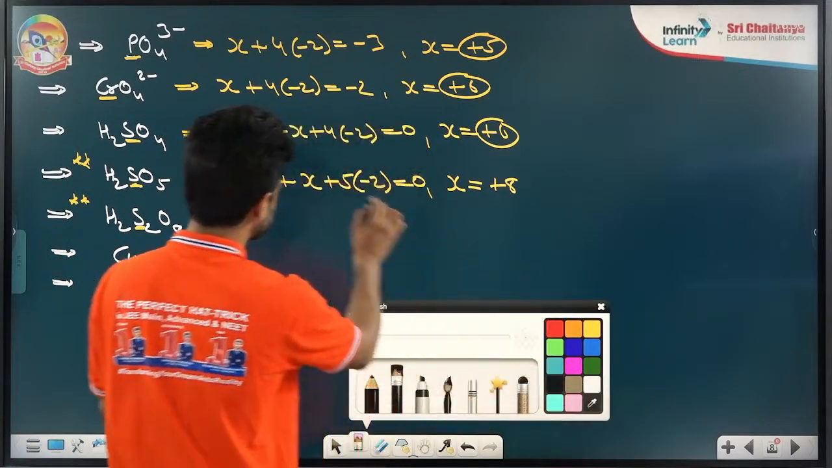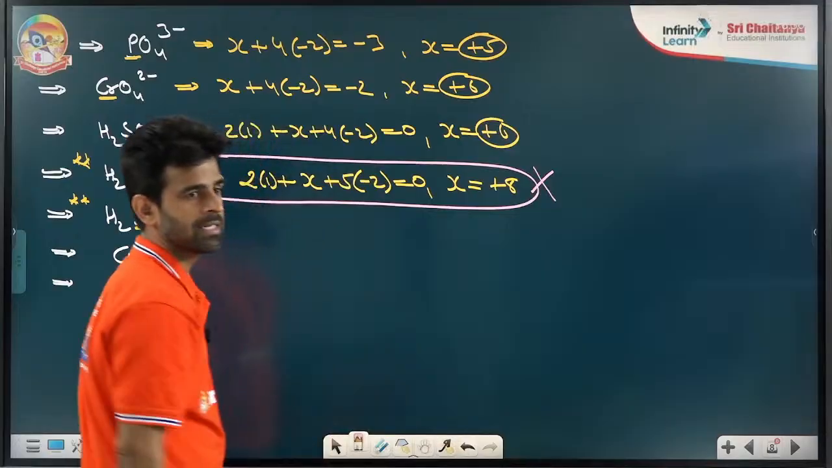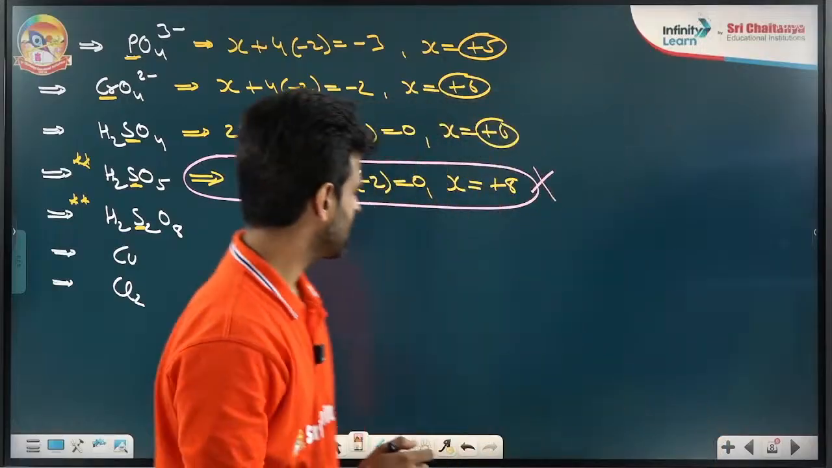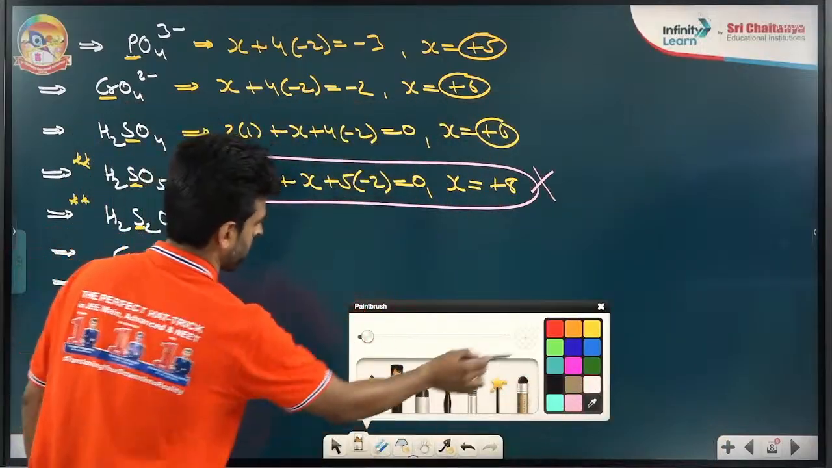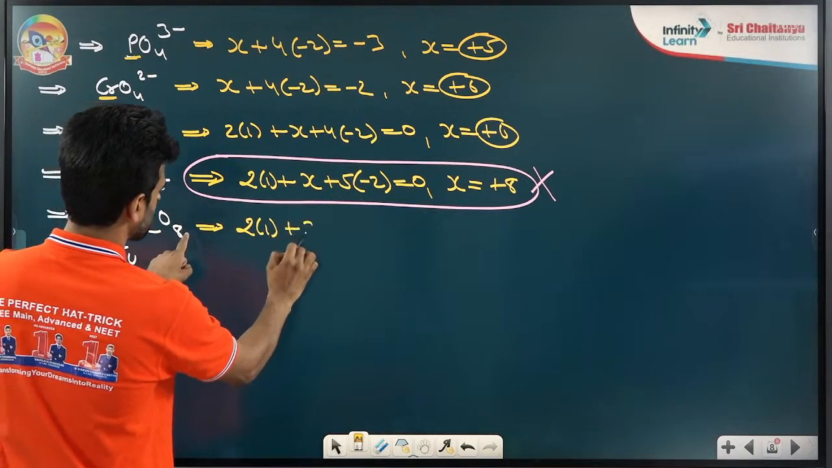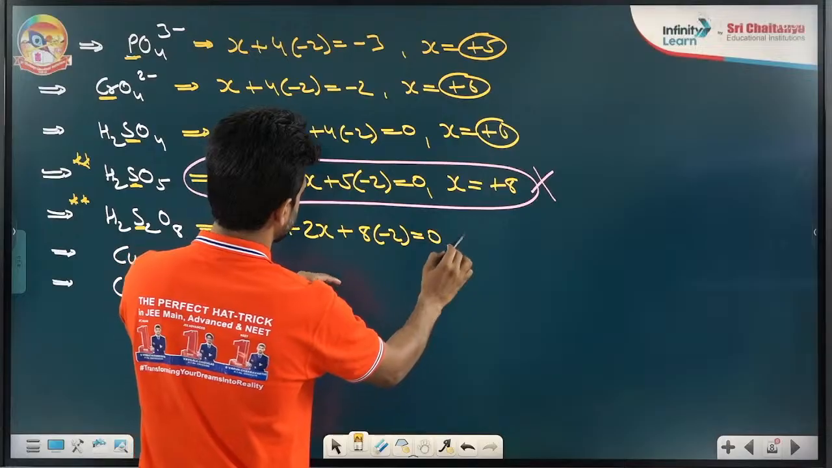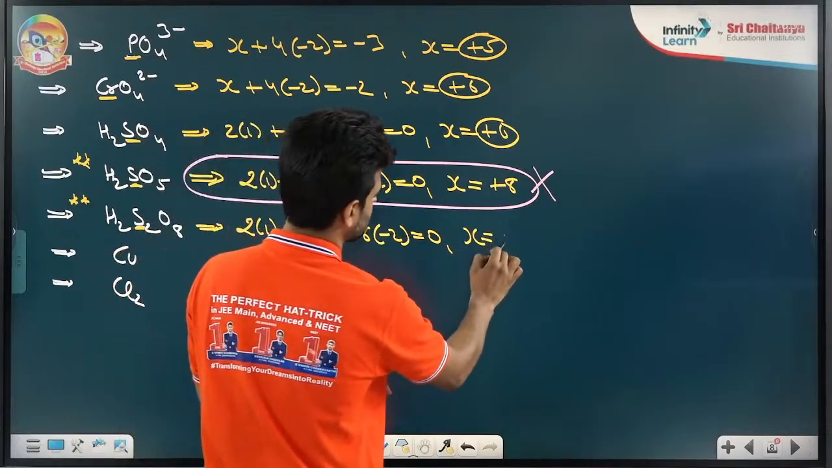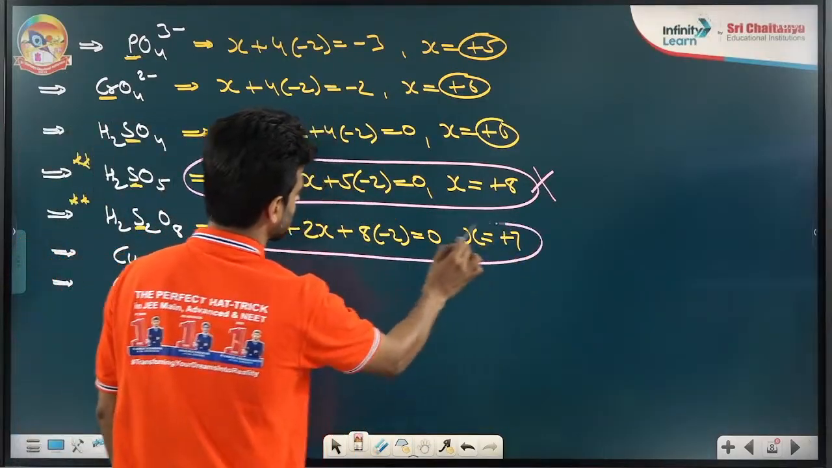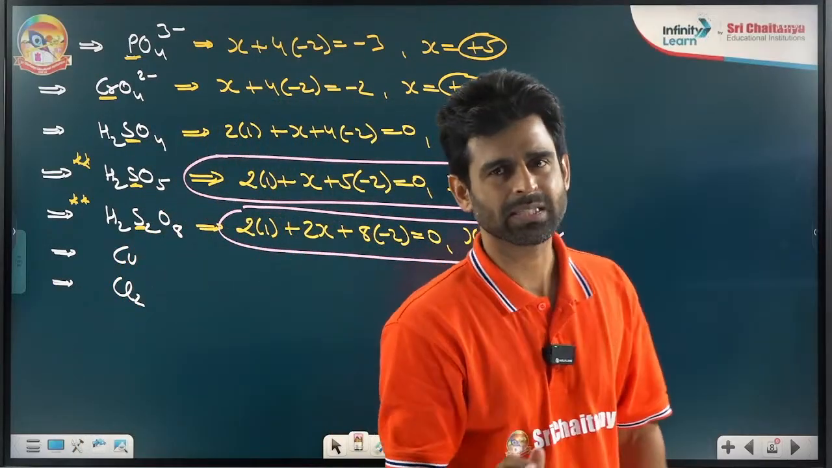But be careful, this is wrong. I will tell you why this is wrong. Don't worry about it. The next thing is, if similarly you go for this one, you will see 2 into 1. Here we have 2x, and here we have 8 into -2, equals 0. If you solve, x is coming +7. Again, it is wrong. Sulfur can never show more than +6 oxidation state.